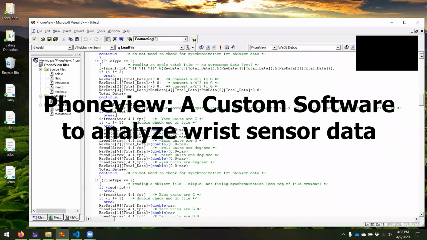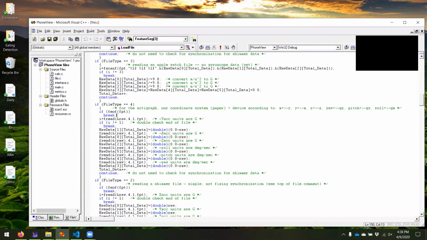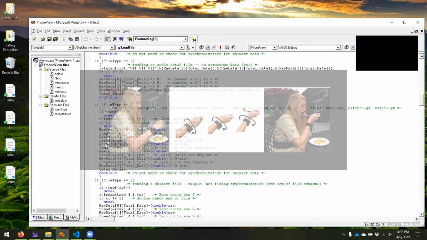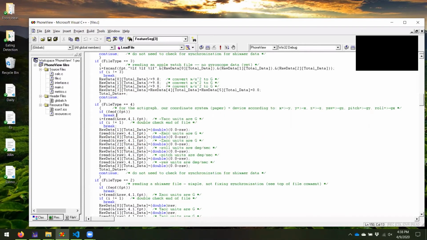This is a demo of PhoneView, a custom software developed for my PhD research. I work on detecting periods of eating in human beings by tracking wrist motion. Using this software, I am able to visualize and analyze collected data, along with train and test classification algorithms.